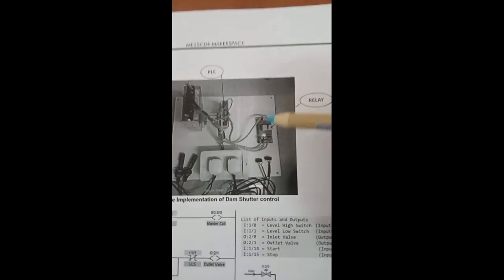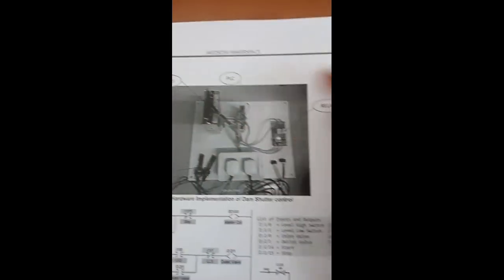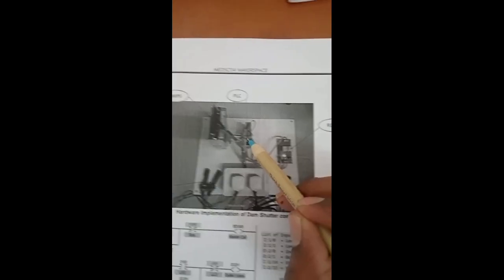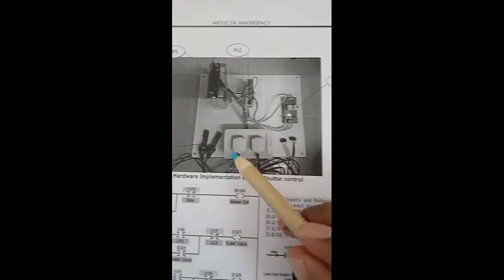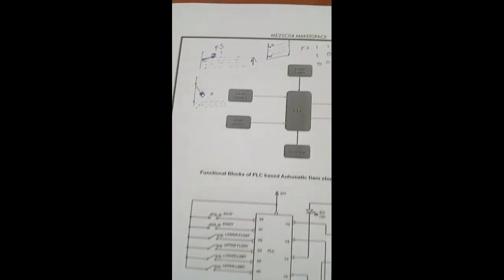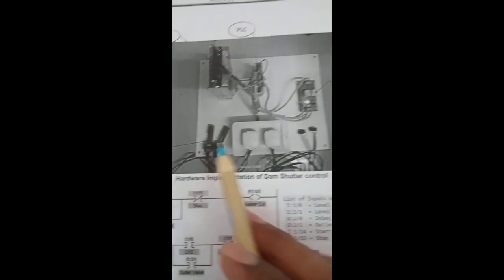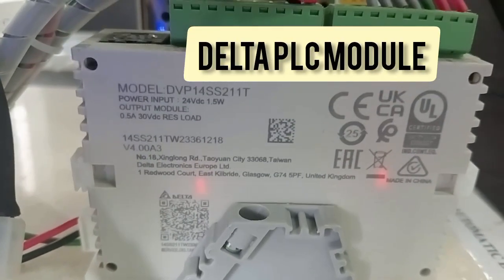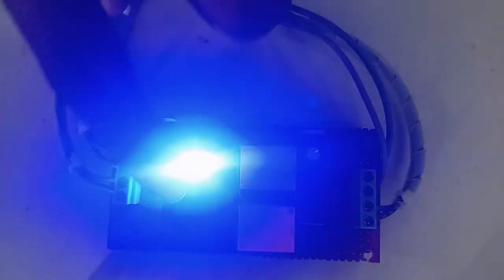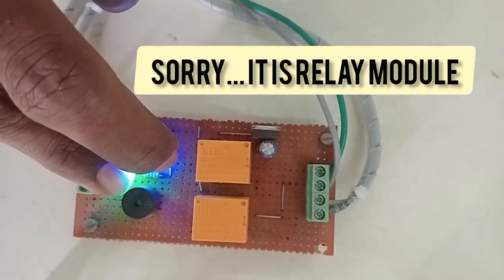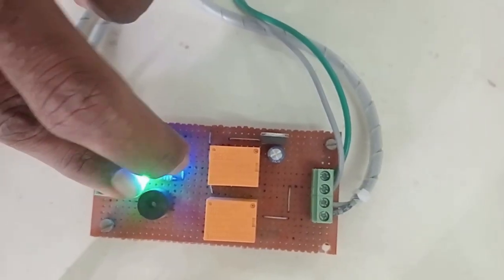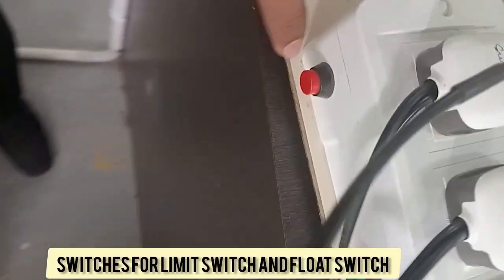The dam prototype is not shown here, only the power supply unit, PLC and relays. These are the float switches I have told you about. This is a symbolic representation of a float switch, this is a real-time float switch, and these are limit switches. This is the Delta PLC module, the brain of the entire system, and this small circuit is the power supply module. This is a buzzer, and these are the switches for the limit switches and float switches.